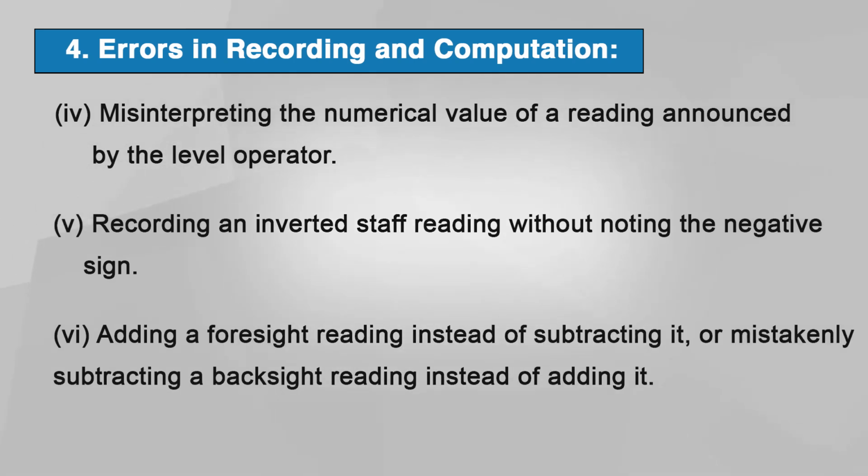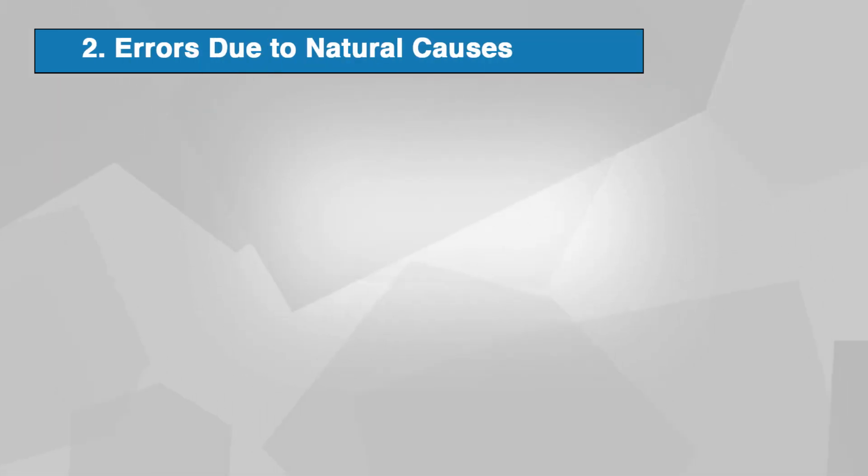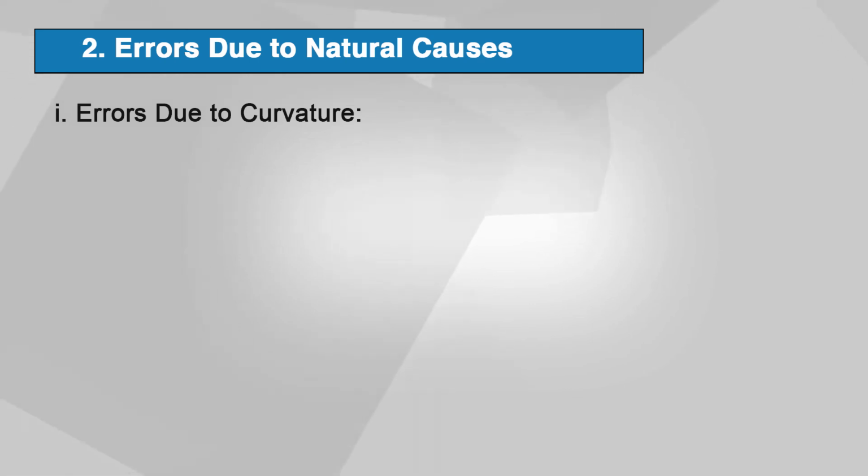And lastly, we can also add a foresight reading instead of subtracting it, or mistakenly subtract a backside reading instead of adding it. Next error is error due to natural causes. These errors are influenced by natural factors and include firstly the errors due to curvature.